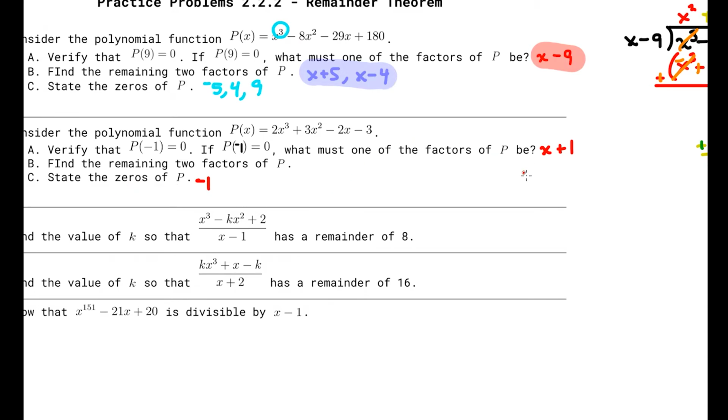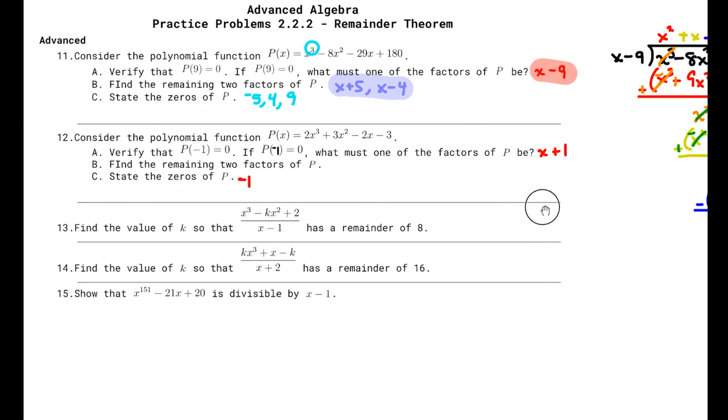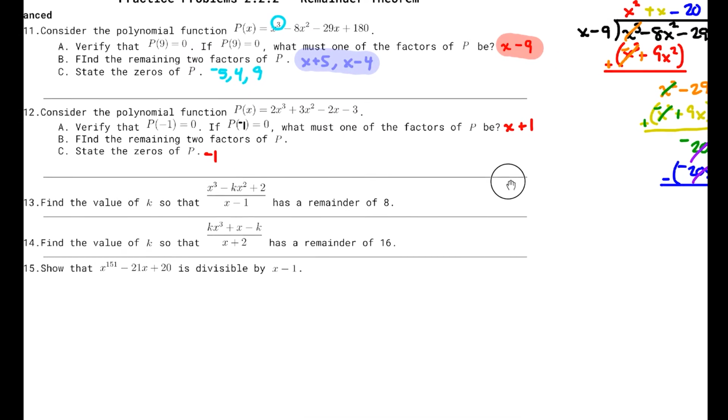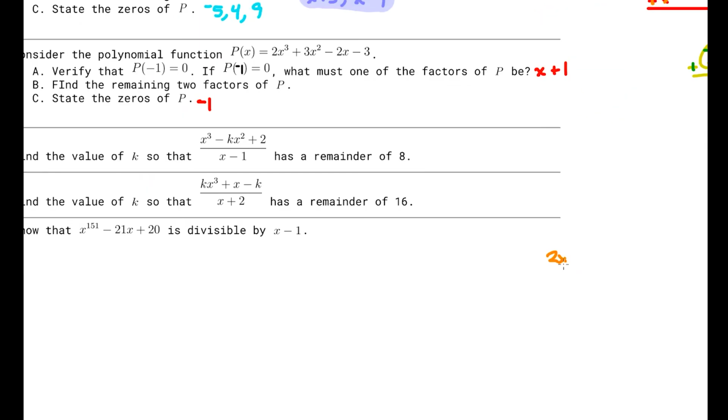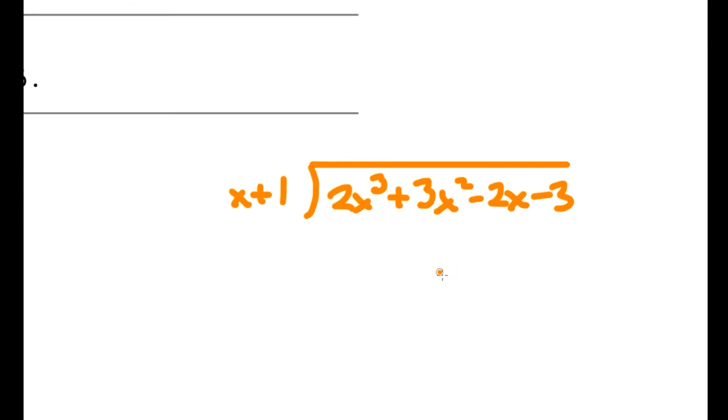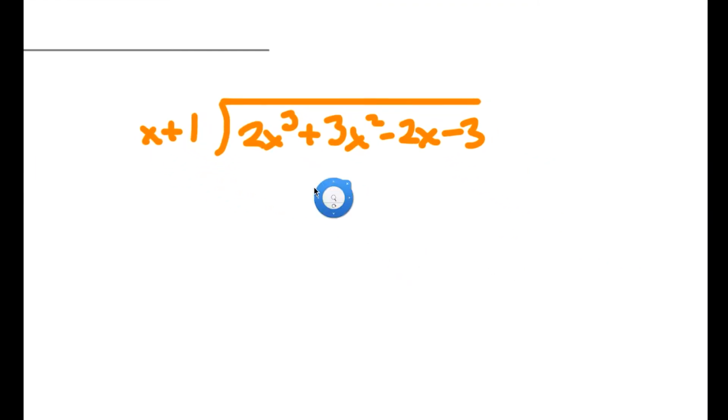Now to find the other two factors, we need to use long division, so that's what I'm going to do for part A. I'm going to divide that p of x by x plus 1. I'm going to do 2x cubed plus 3x squared minus 2x minus 3, and we're going to be dividing this all by x plus 1. Okay, this is going to help us find our other two factors. There should be 3 linear factors based on that right there.